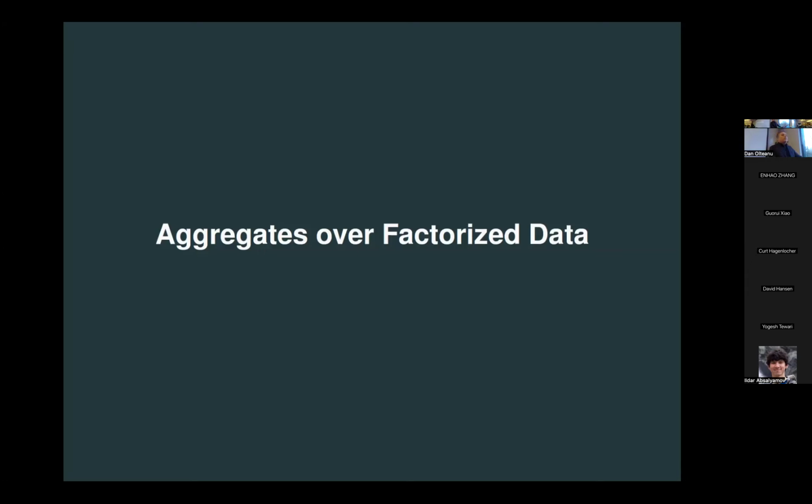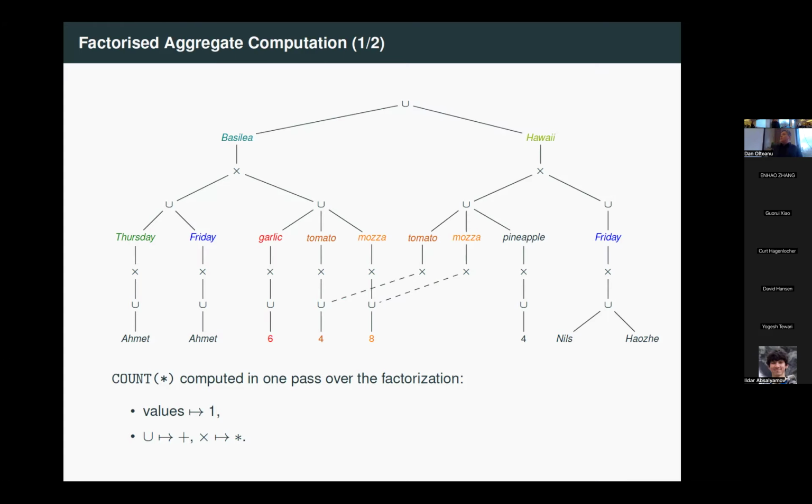So let me give you some examples on how we can actually exploit factorization for various computations. So first of all, for aggregates. So I give you back the factorization I showed you, right? And now think that I want to compute the count star, that is the number of records in the output of the query. But now the output is represented like this, yeah? So one way I can look at this is to say that this is an expression that uses basically a particular semi-ring, which is the union and Cartesian product semi-ring.